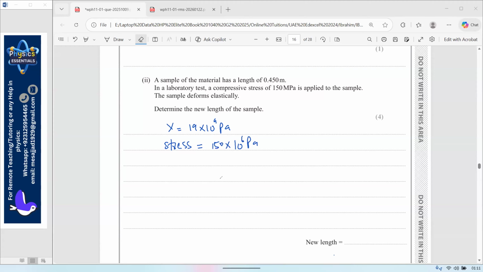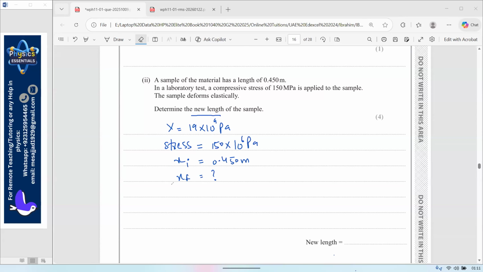All right, and the length of the material is 0.450 meters. You may write this as x. And you need to find the new length. So this is the initial length, and you need to find the final length.